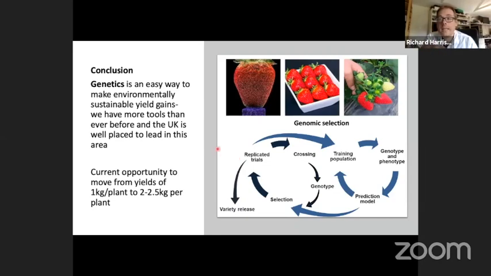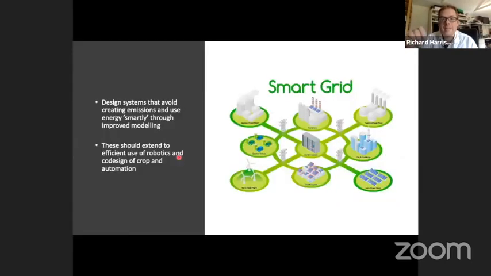Genetics is definitely an easy way to make environmentally sustainable yield gains, but we have to model the system appropriately. But the current opportunity, say in strawberry, is to take us from a kilo, you know, or less per plant, really up to 2-2.5 kilos. And that will really change the way that we can produce and grow crops affordably and sustainably. But those systems have to really be designed from the start in such a way to avoid locking in emissions.